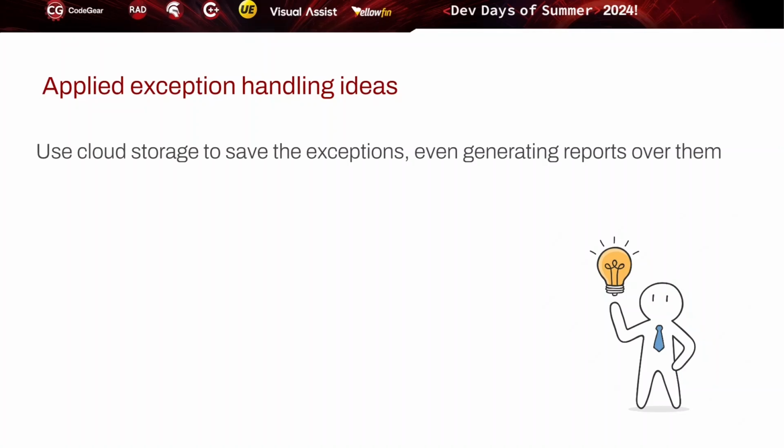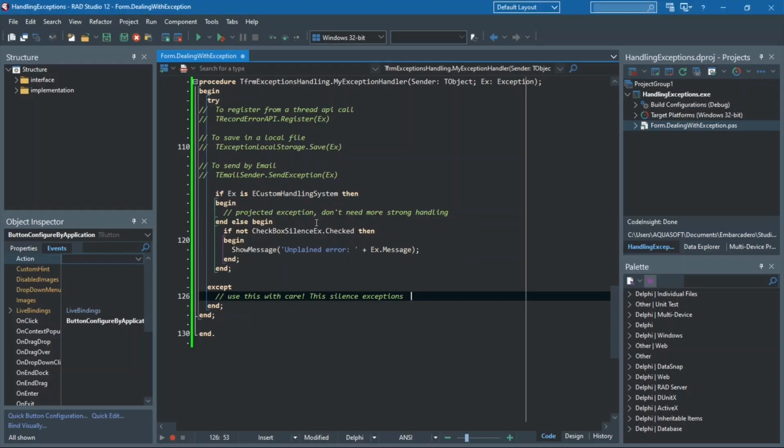So the approach will be very simple. You can just make an API call from here. You can use a thread, of course, to not freeze the application for your user, considering that the routine already generated an exception.